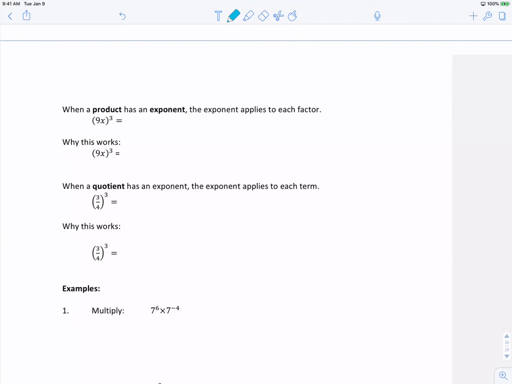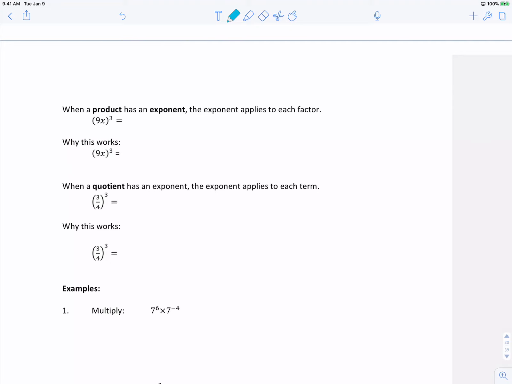So those are the 3 rules. Multiply your exponents when you have a power to a power. When you're multiplying with the same base, you add exponents. And when you're dividing with the same base, you subtract exponents.